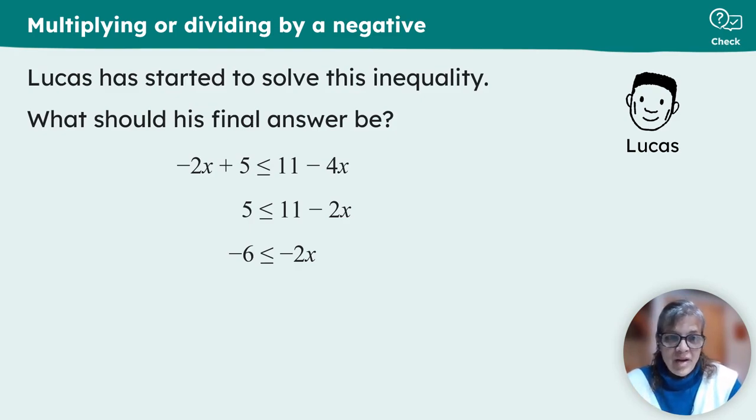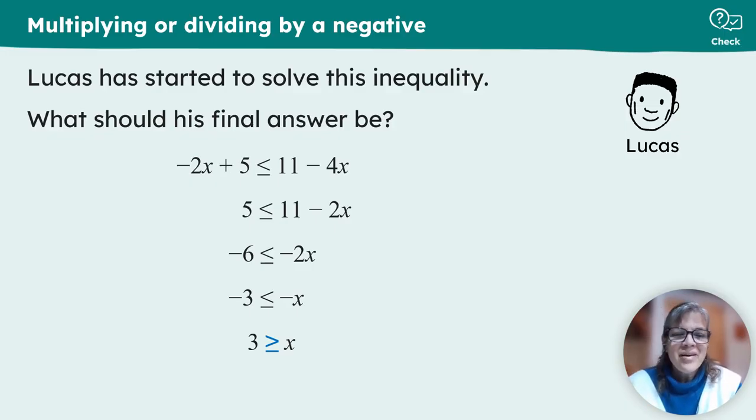So what would be the final answer for him? This is a different one. When you get down to the point where you have to divide by a negative, you flip the inequality sign. Now, if you want to write this left-hand side to right, x is less than or equal to 3 in this case.